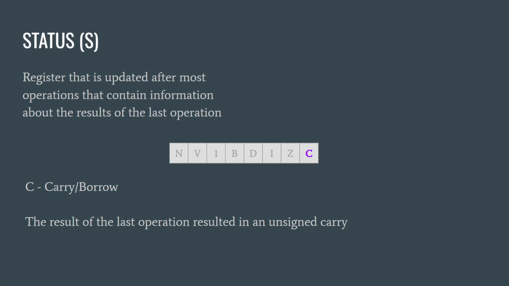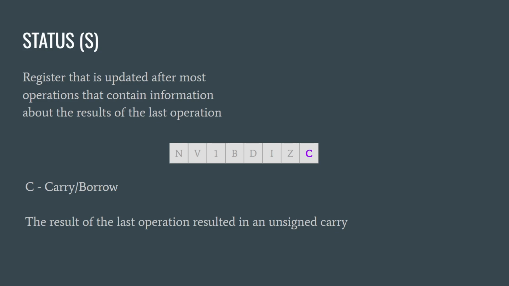First bit is the C bit, which is the carry, not borrow, bit. This bit is set when the result of the last operation resulted in an unsigned carry. If you remember back to the first episode when we were learning to count in binary, base 2, we started at 0, we incremented to 1, and then we incremented to 1, 0, and we said that carried from the 1's place to the 2's place. In this case, that is not a carry in terms of the 6502.